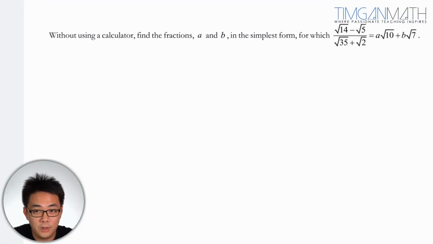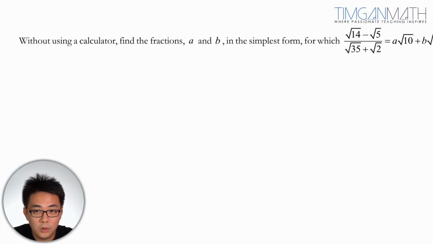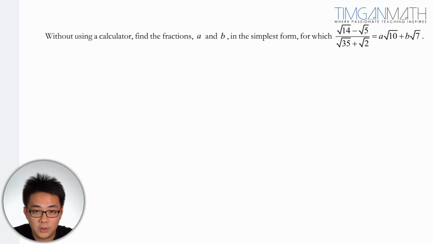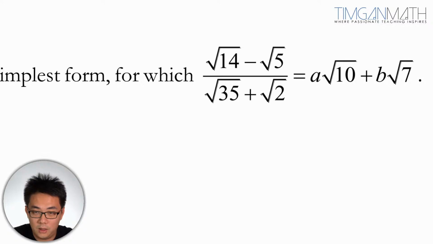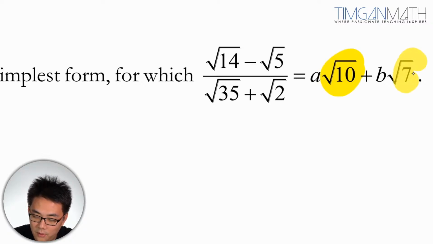Alright students, let's look at this question here, which is on Surds. Let's see how we can do this proficiently. You're told that without using a calculator, find the fractions a and b in the simplest form. This is in root 10 and root 7 here. Let's see how we can do this proficiently.